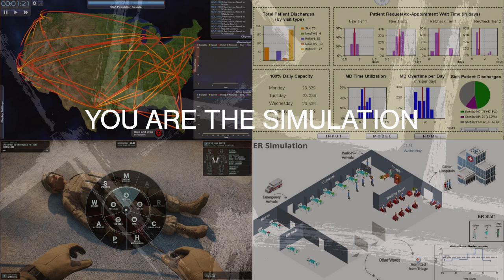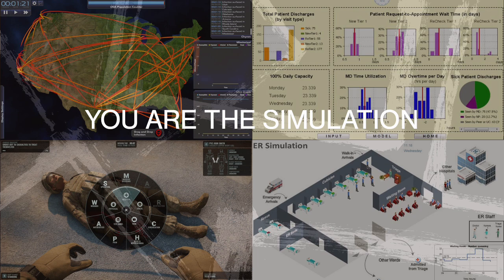What if every patient, every provider, every decision could be simulated? Not individually, but all at once. Welcome to agent-based modeling. In combat, each casualty is an agent. Their injuries evolve over time. Interventions, like a tourniquet, change outcomes. Agent-based modeling tracks how timing and treatment affect survival across the entire battlefield.